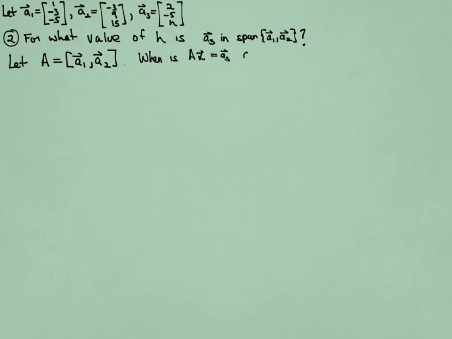And the question is now, does the equation Ax equal to a3, I want it to come out to be a3, does it have a solution? Is it in fact consistent? This is different than before. We looked at the homogeneous equation, and we asked whether it had non-trivial solutions. Now I'm just looking at the non-homogeneous equation, and I'm asking whether or not it's even consistent.